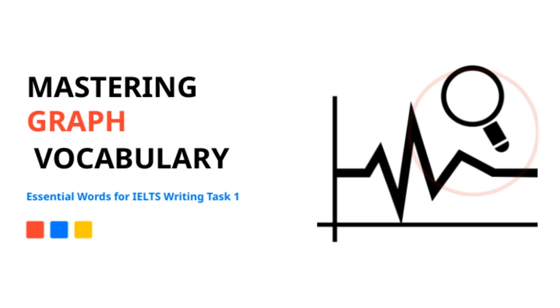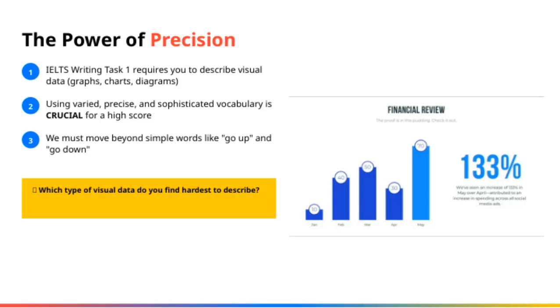Let's get started. Let's consider the question at the top. Which type of visual data do you find hardest to describe? This is a common challenge because visual data can take many forms, from graphs and charts to diagrams. As you can see, we must move beyond simple words like go up and go down. Using more varied, precise, and sophisticated vocabulary is absolutely crucial if you want to achieve a high score.